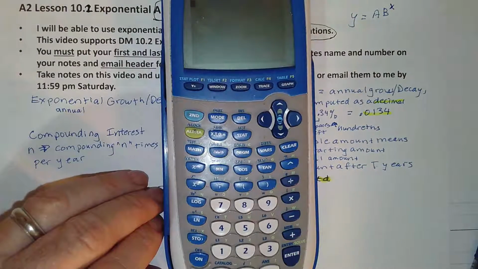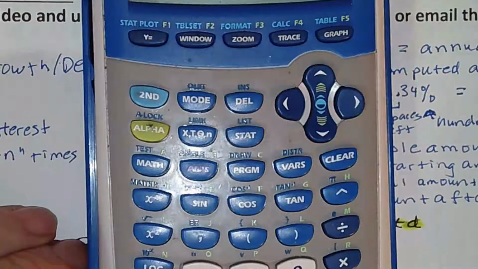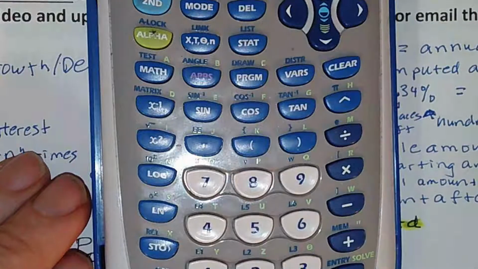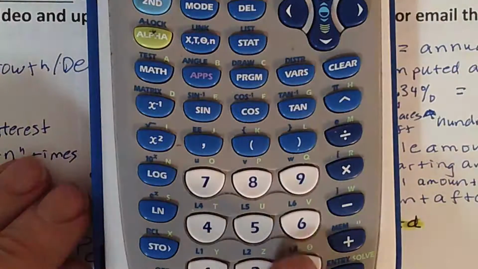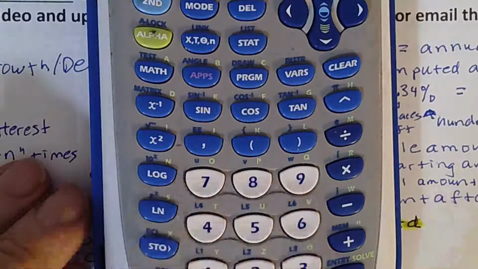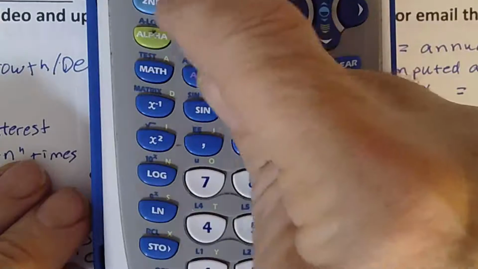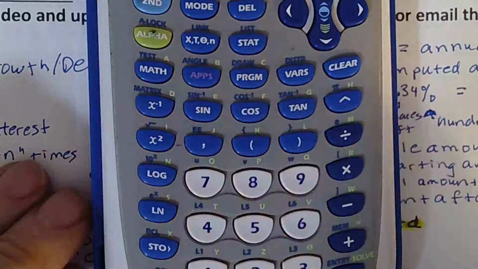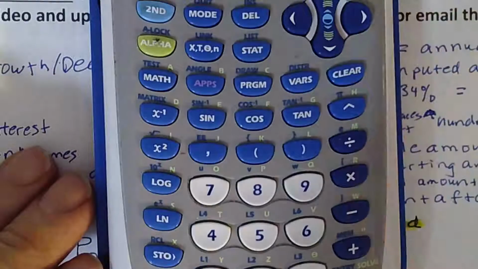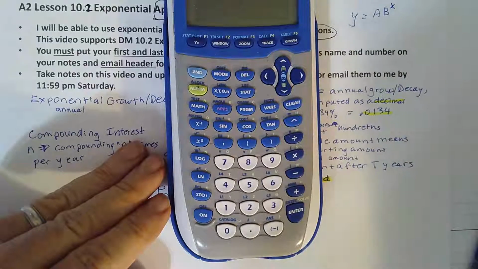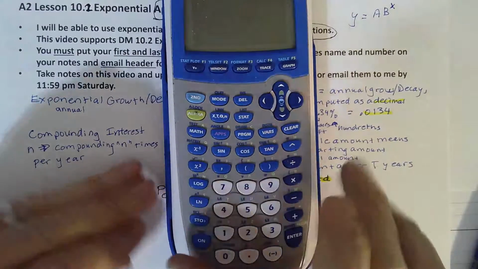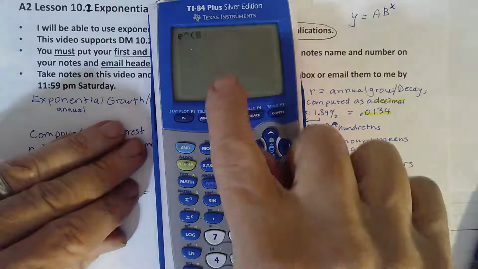So let me just enlarge this. Let me turn off the light here because I think you can see it better. If you look at the LN button right here, you'll notice that above it there's a little e to the x. If you click the second button at the top, then you'll get e to the x when you press that LN button. So I'm going to click the second button and the LN button. Notice it says e to the.